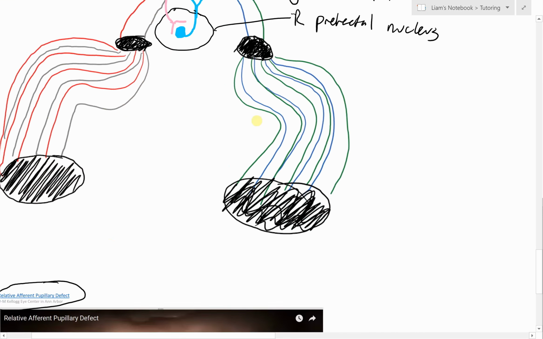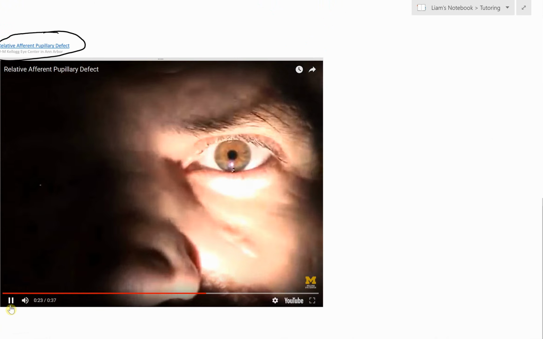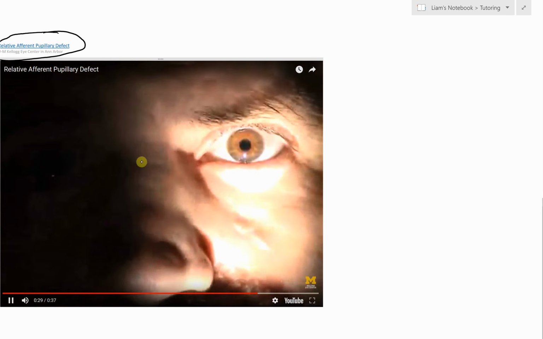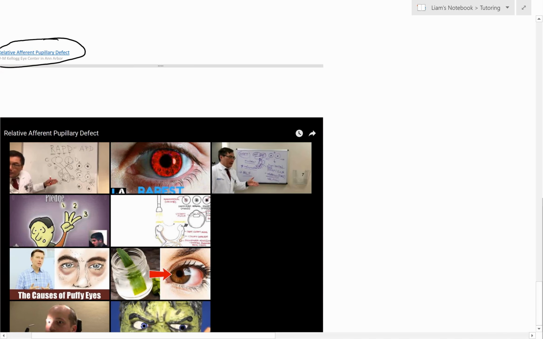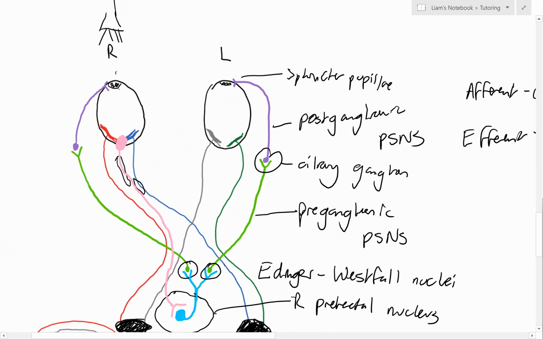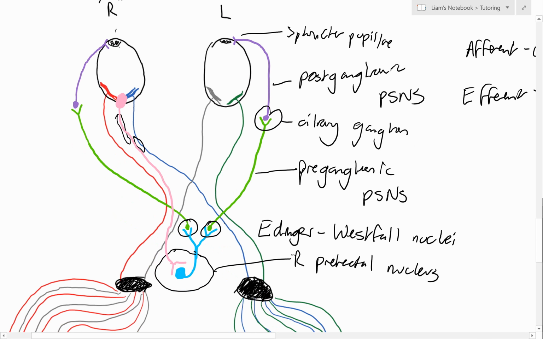So knowing that, I'll just keep showing you a bit more of the video. Again, see how there's that paradoxical dilation of the pupil rather than the constriction that you would expect. Now, as I say, this is a very common finding in multiple sclerosis, where you get decreased velocity of transmission.